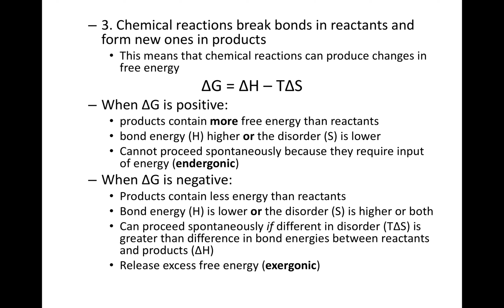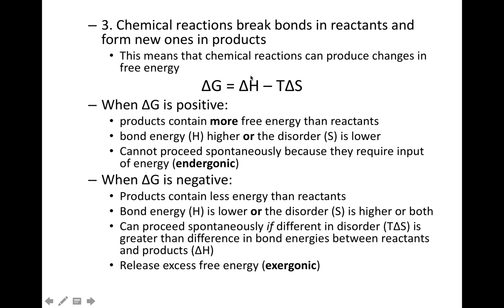So chemical reactions break bonds in reactants and can form new ones in products. So reactions can basically produce changes in our free energy. What that means is, here's our equation, and the triangle means delta or change in, okay? So if you factor in your enthalpy, your temperature, and your entropy, and you end up with a G that's positive, well, that means that the products of your reactants have more free energy than the reactants. That the bond energy H is higher, or the disorder S is lower. And as a result, this is going to be an endergonic reaction, which means that it cannot proceed spontaneously. You need the input of energy.